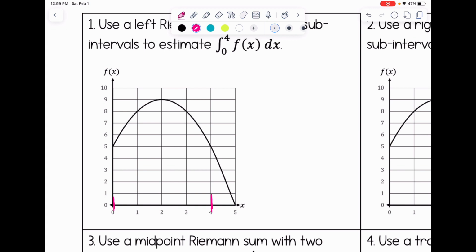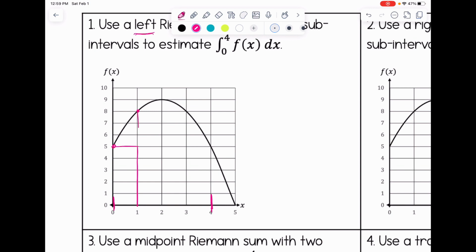And when we start to draw some rectangles, and that's going to be our estimation method, we're going to start on the left because it asks us for a left Riemann sum. So if I look at the left of the graph, 0 is the leftmost point. I'm going to find that output, and I'm going to draw a rectangle going across, and then I'm going to drop that down. So we started at 0. The next leftmost point would be 1.